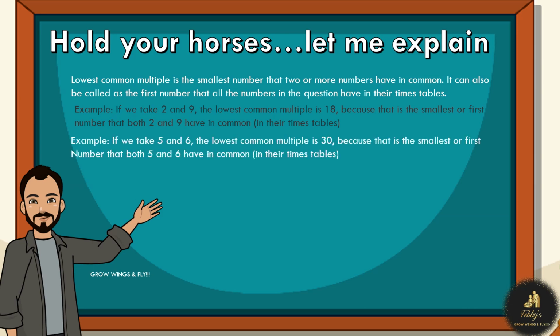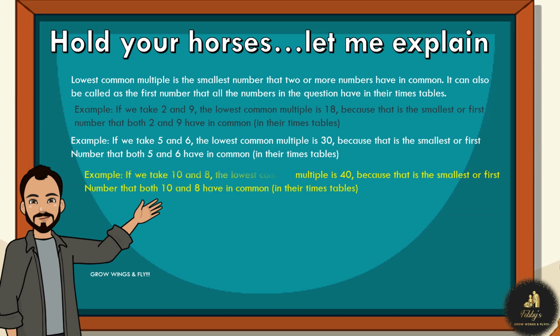If we take 5 and 6, the lowest common multiple is going to be 30 because that is the smallest or first number that both 5 and 6 have in their times table. It can be 60, but then that's 5 times 12 and 6 times 10. But 5 times 6 is 30 and 6 times 5 is 30, which is smaller than 60, and that is the first number that we find as common in both their times tables.